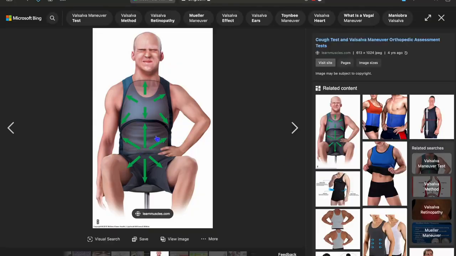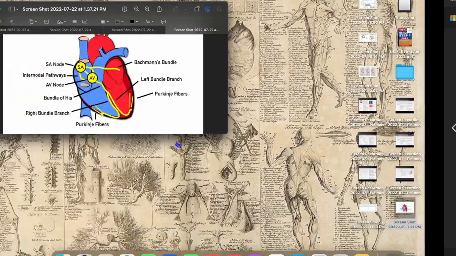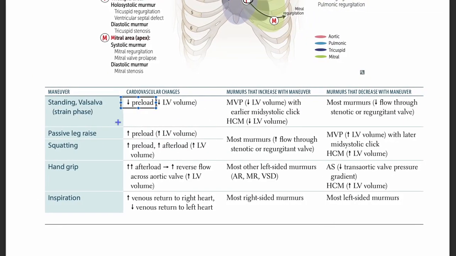We'll just try to figure it out like that. So when you're doing that, what's happening here is it's creating more resistance, right? It creates more resistance when you're doing the straining phase. Okay, so when you're creating resistance, that means what? You're going to have a decrease in preload as well, right? Because venous return is going to be decreased because it's low. Right. So that's why you get a decrease in preload. You can just try doing that, and you'll see.